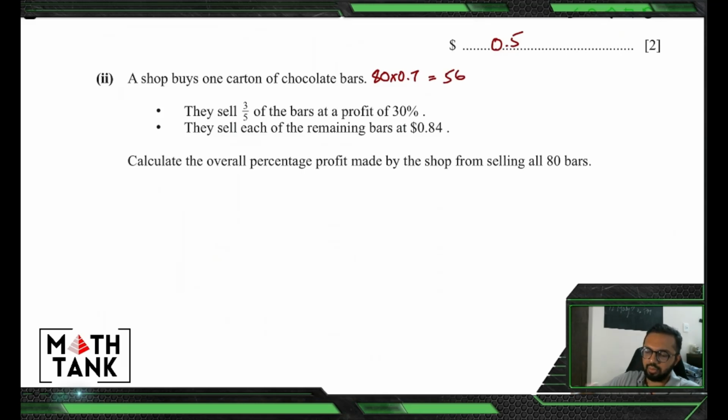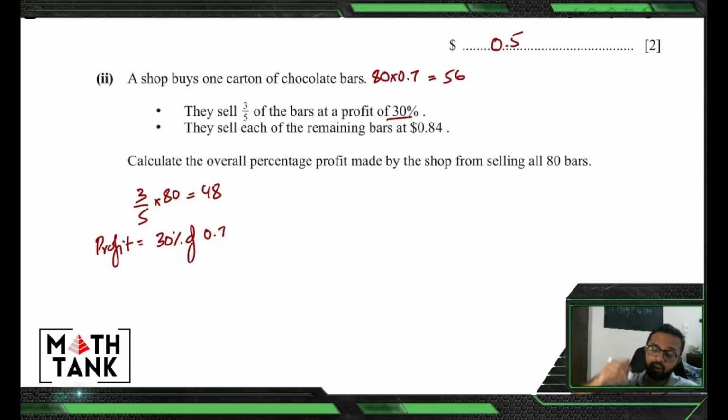56. Now, what does the shop do? It says 3/5 of the bars at a profit of 30%. So what's 3/5 of 80? That's 48. What did they sell it at? They sell it at a profit of 30%. But what was their cost? Their cost was 0.7. So can I say that the profit was basically 30% of 0.7? Remember that profit percentages are always applied on cost. So 30% of 0.7 should give you 0.21.